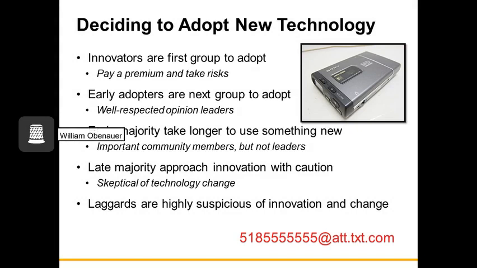Now, as we think about technological developments and technology adoption, there are five different types of consumers that we're going to discuss in terms of technology adoption. The first one we call innovators. They're the first group to adopt a technology. They'll pay a premium, meaning they pay more for the technology because it's new, and they also take a little bit of a risk. And what do we mean by risk?